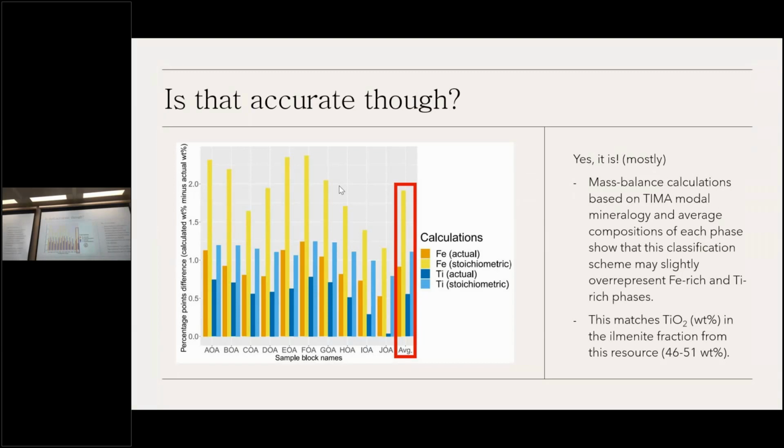And conveniently, this matches the titanium dioxide concentrations in the ilmenite fraction from the specific resources within this vast ore body that we're investigating. So if you take all of the iron oxides and the ilmenite, put them into one fraction, we're talking about material from these concentrates, it matches the ilmenite fraction that they're seeing from these specific areas in the actual mine.